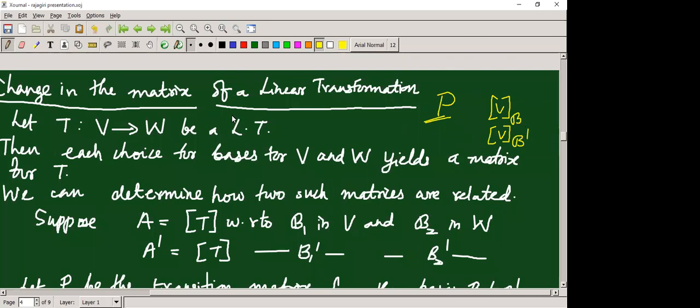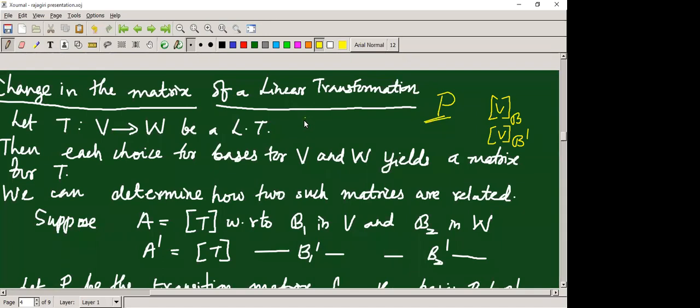Now we can discuss this transition matrix in the case of a linear transformation. Let T be a linear transformation from V to W. Then each choice of basis for V and W yields a matrix for T. Assume that they are all finite dimensional. V and W are vector spaces over R. You take a basis for V, and you take another basis for W. So we can determine how two such matrices are related.